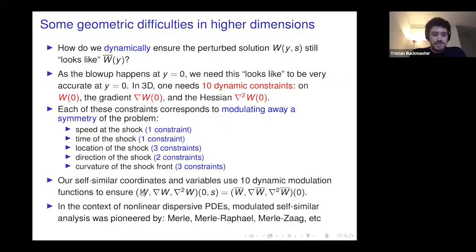The aim is to introduce 10 dynamic modulation functions that ensure that we zoom into a 3D Burgers shock. And we'll use methods borrowed from ideas in dispersive PDE, with this modulated self-similar analysis, which was pioneered by Merle, Raphaël, Martel, and Zaag. And there's a ton of references in this case, and I won't be able to go through them all.